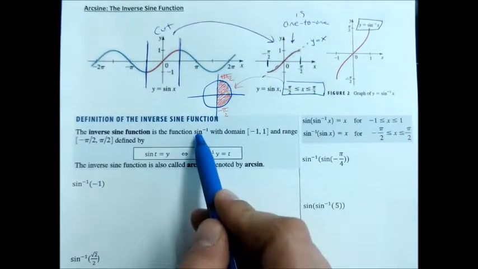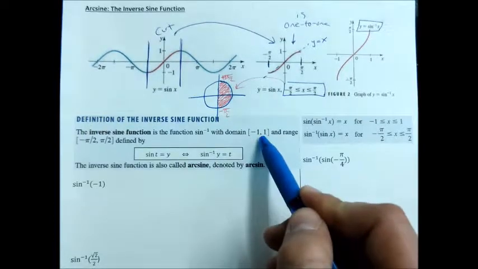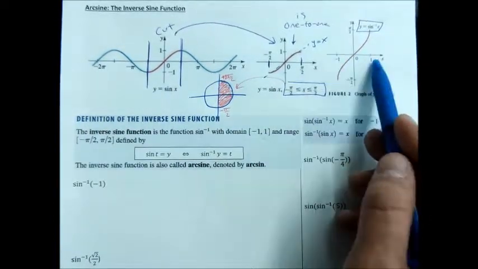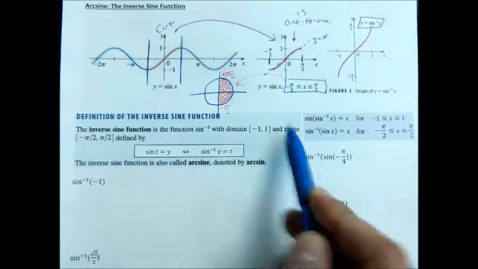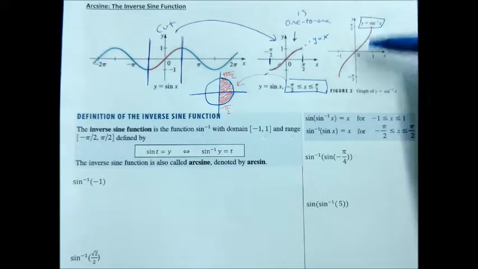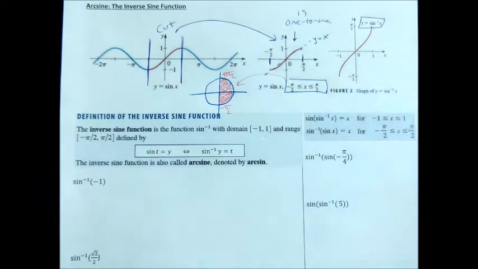So we see that sine inverse has domain minus 1 to 1, right? You can just look at the graph. Look, the domain of this thing is only between minus 1 and 1. And we can see that the range is between minus pi over 2 and pi over 2. Again, just look at this graph. You can visually confirm the range and the domain.